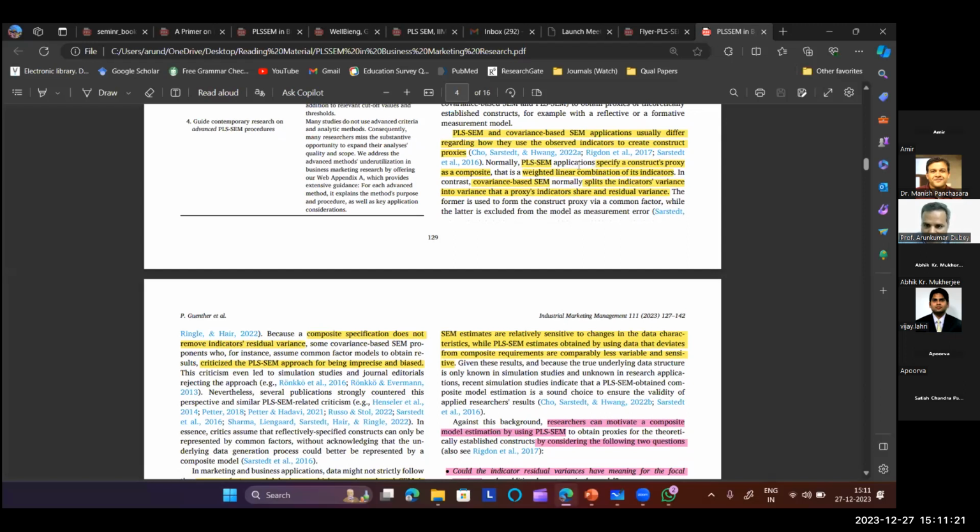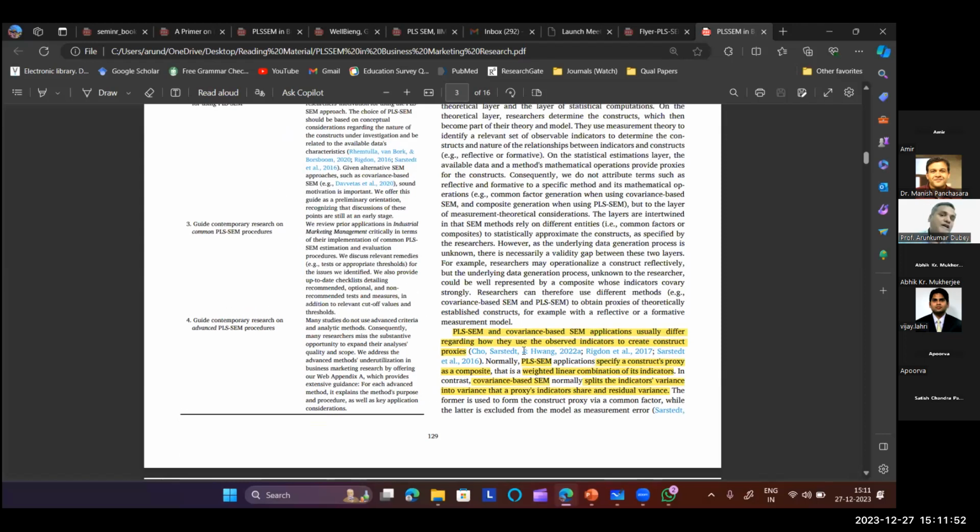PLS-SEM applications specify the construct proxy as a composite. So in PLS-SEM, the latent construct is modeled as a composite. When I say composite, it means there are no errors associated with the measurement. It is an error-free measurement as far as the estimation of the latent construct is concerned. Again, this is a high-level discussion, but I would suggest you read this paper and use some of its arguments as to why you use PLS-SEM instead of CBSEM.